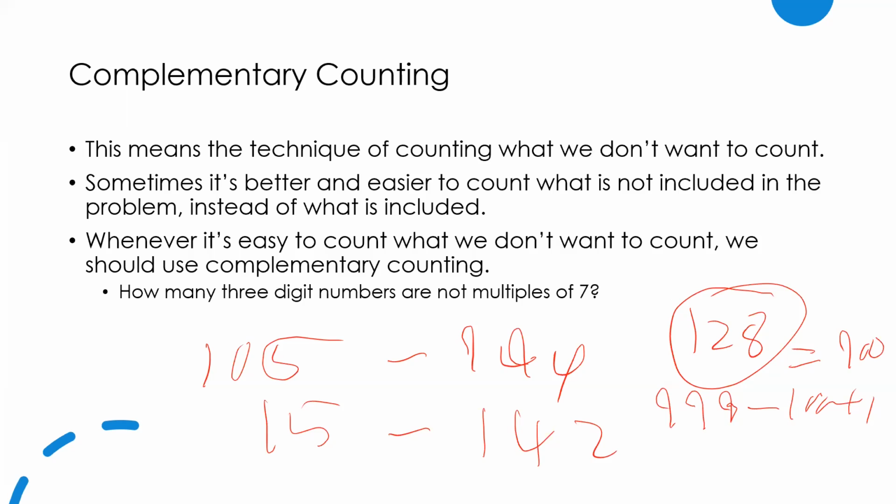So in complementary counting, we've already counted what we don't want to count. So now we just subtract it from the total number of stuff. So 900 minus 128 equals 772. So that's the answer. That's the number of things that are not multiples of 7. All right, let me just move on to the next slide.